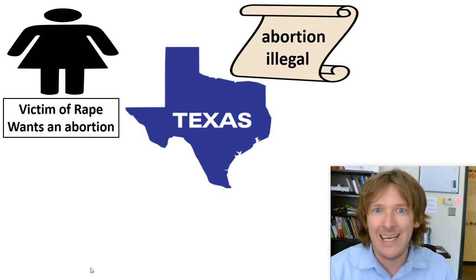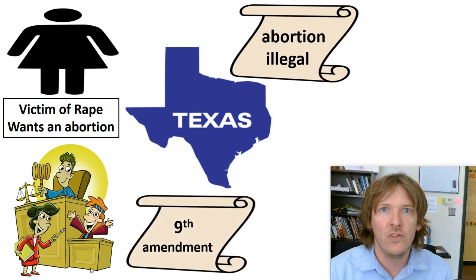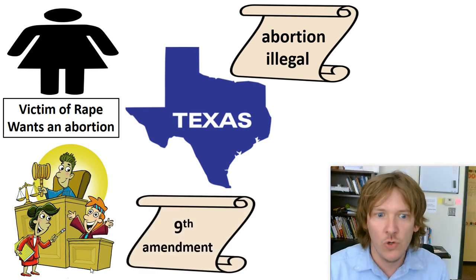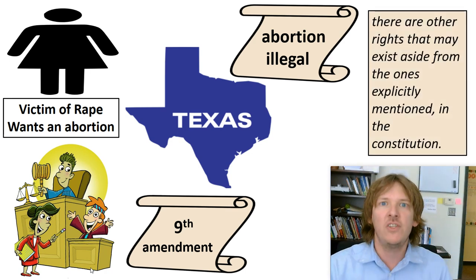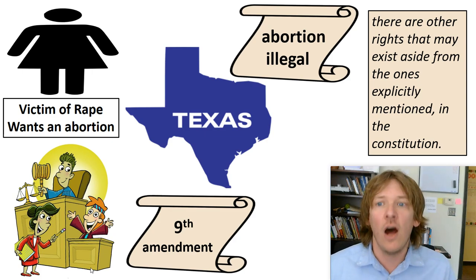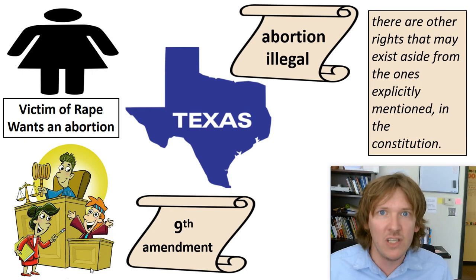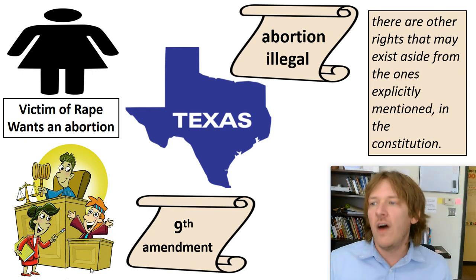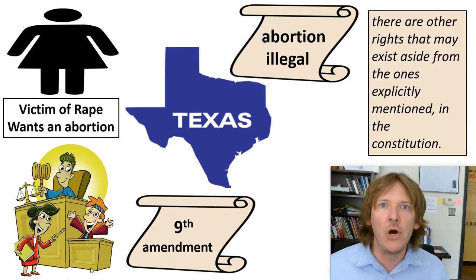So a victim of a rape wants an abortion. She lives in Texas. In Texas, at this time, abortion is illegal. She will then sue for the right to an abortion. And they will argue on the grounds of the Ninth Amendment that she has the right to an abortion. If you read the Ninth Amendment, it says there are other rights that may exist aside from the ones explicitly mentioned in the Constitution. The Founding Fathers knew they cannot write everything down in the Constitution. The document would be 1,000,000 pages long.